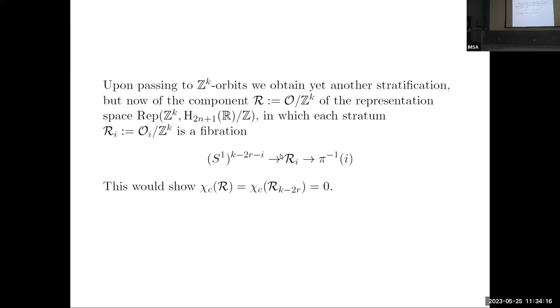And this is what we think we can show, that this is actually fibered over some isotropic Grassmannian. And it also has Euler characteristic zero. So, you know, up to Euler characteristic, the components of the rep space behave like the components of the Hom.